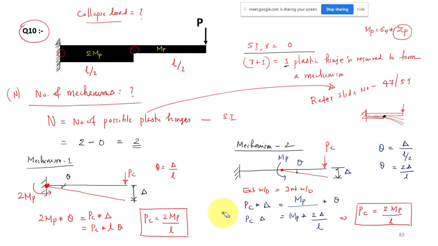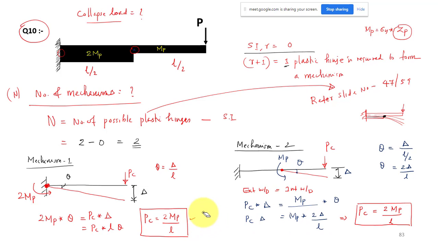Any doubt in this question, question number 10, you can ask me. In this question there is no doubt and no confusion, because we are getting the same value, so we can take either, both are the same. 2 MB by L. The answer is 2 MB by L.